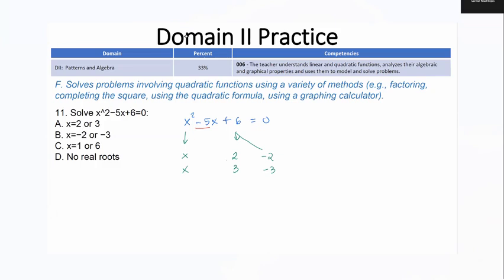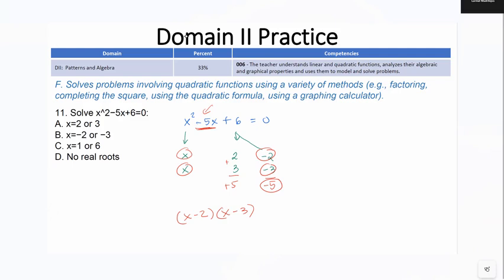So if I add 2 plus 3, that's positive 5. It's not matching with the middle term, no? But if I add negative 2 minus 3, it's negative 5. Now, this is matching with the center term, or the second term. With that said, the factors are (x minus 2)(x minus 3).